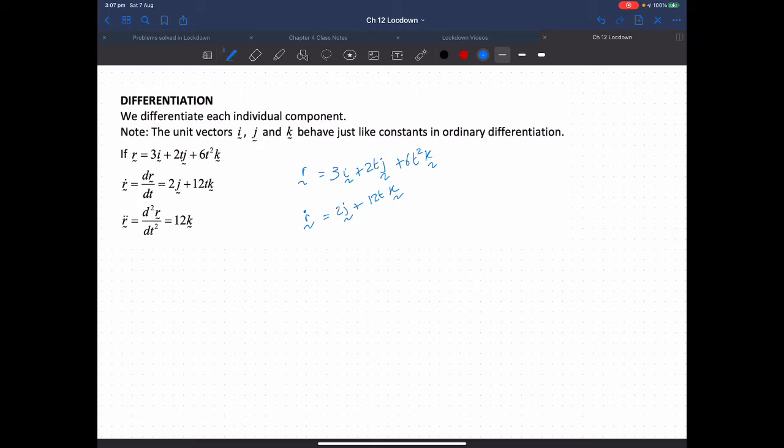The next thing I'm going to do is differentiate it again. If I differentiate it again, I write 2 dots at the top, meaning that it's been differentiated twice. So I am differentiating the previous line. The derivative of 2i, or derivative of 2 is 0, so it's going to be 0j, we write nothing there, plus derivative of 12t, which is 12k. And that's how we differentiate vectors.